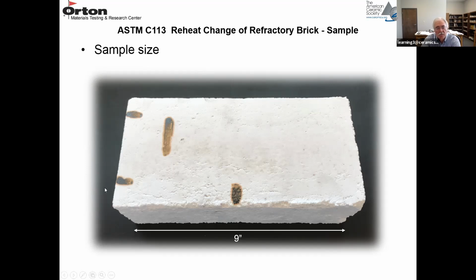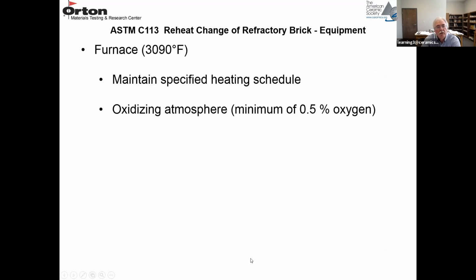You have to measure the before and after length changes at the same location. So it looks like they measure two lengths in the long 9-inch direction and a width perhaps on the top and bottom of the sample, and also the thickness in the same place. The equipment, you need a furnace capable of going to at least 90 degrees F, so you need a high temperature furnace. They're usually gas fired. You have to follow a certain heating schedule, and you want to have an oxidizing atmosphere.